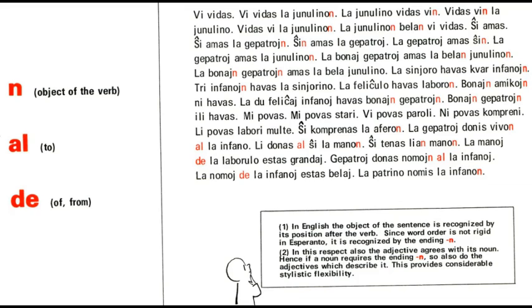Ŝi komprenas la aferon. She understands the affair. La gepatroj donis vivon al la infano. The parents gave life to the child. Li donas al ŝi la manon. He gives her his hand. Ŝi tenas lian manon. She holds his hand. La manoj de la laboristo estas grandaj. The laborer's hands are big.